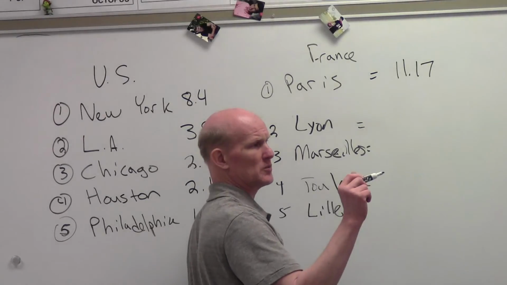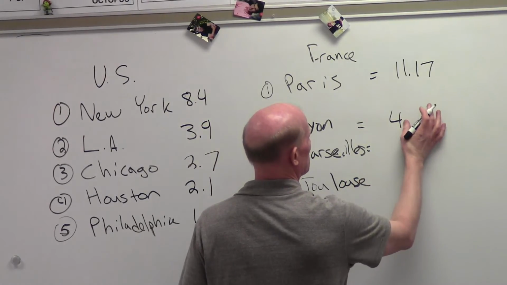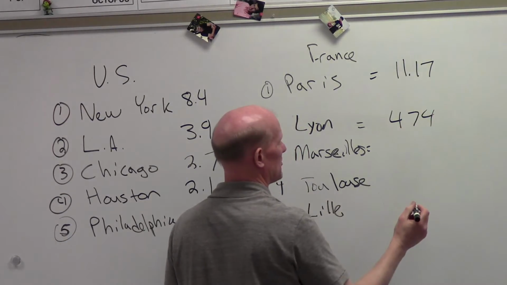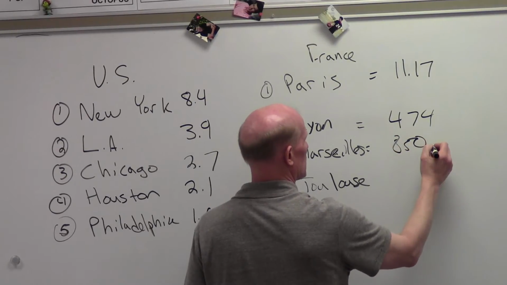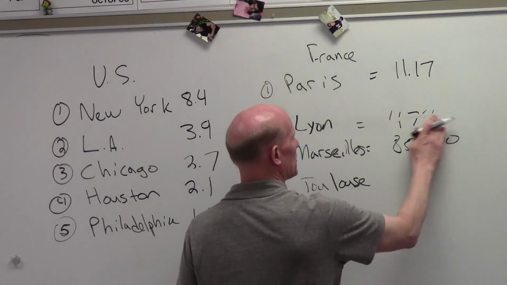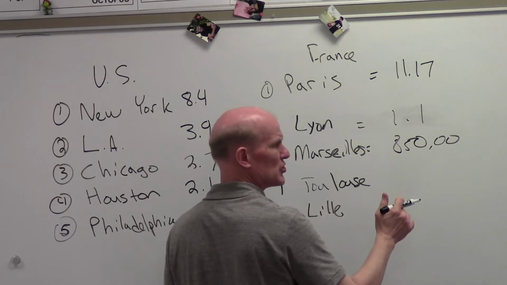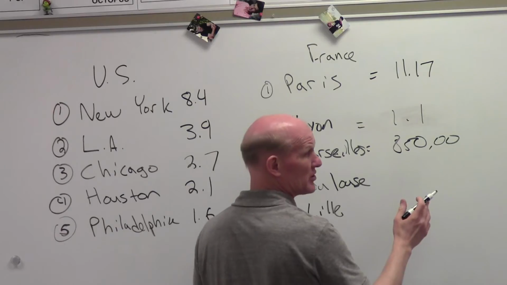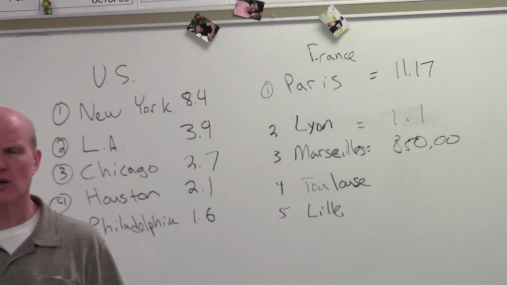Lyon, you own 474,000. I heard like 1.41 million. What do we got for Marseille? 850,000. Okay, our numbers aren't quite lining up in order. Toulouse? I'm gonna put this at 1.1, which is a number I think I got last hour. It doesn't matter. It's gonna be less than 850, and you'll see this when we do the math.